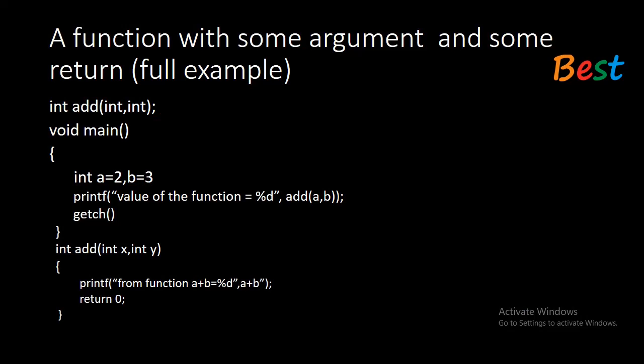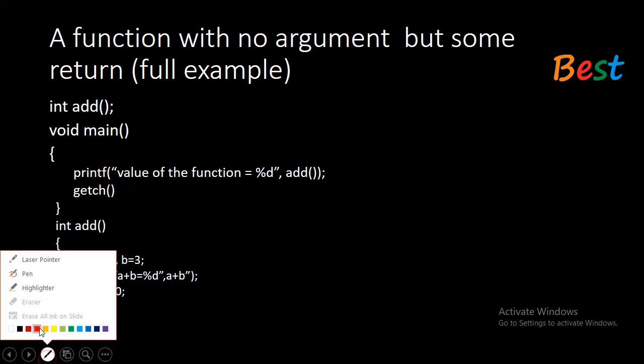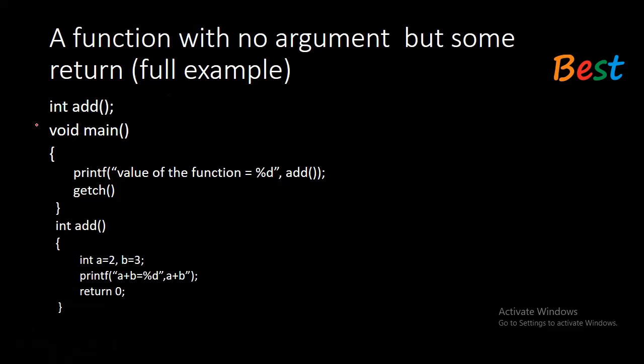Now let's have a look at the third type of function, that is no arguments and some return. In this type of function, we declare the function with a return type, that is int or float, and this section should be empty. That means this function has no argument.